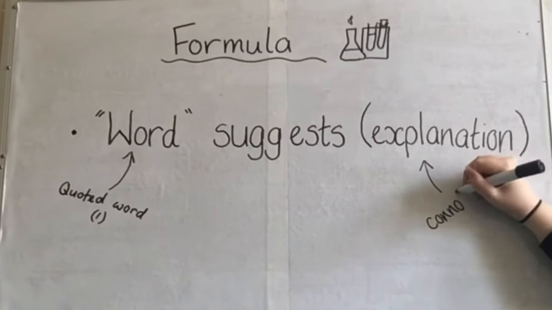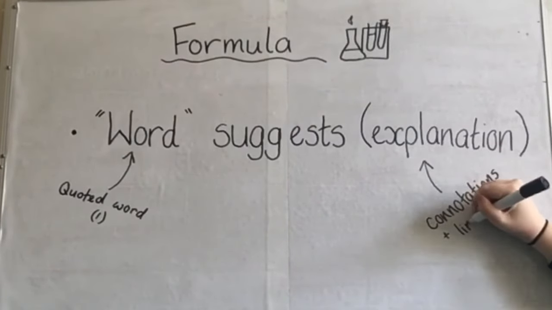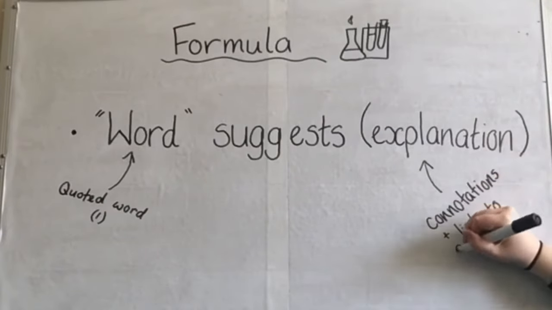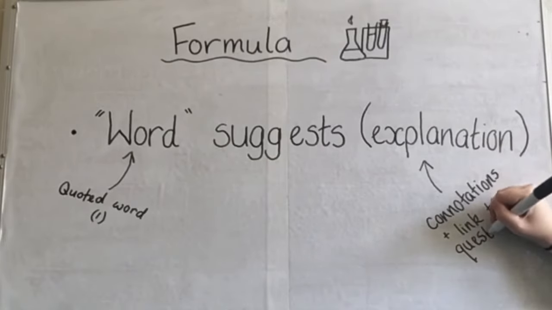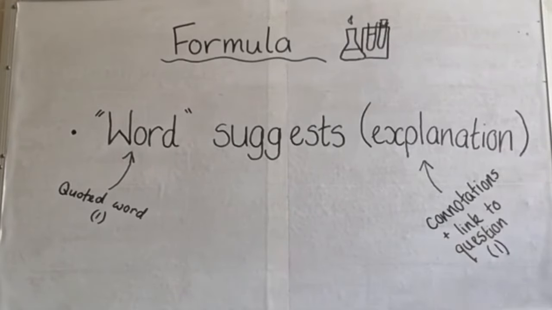And to be clear, this does not mean you give us a definition of the word. That's not what they want. They want you to explain why it is effective. So this is where you talk about the other implications of the word and you try and link it to the question. And this is where you get the other mark, by talking about the connotations and linking it to the question. Make sure that you are actually answering the question.